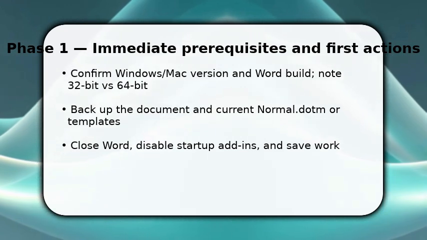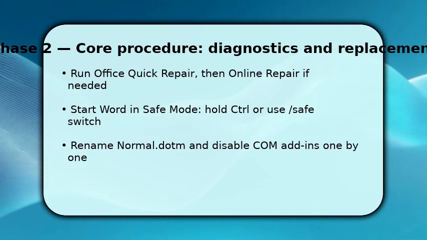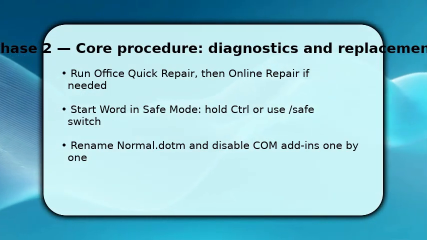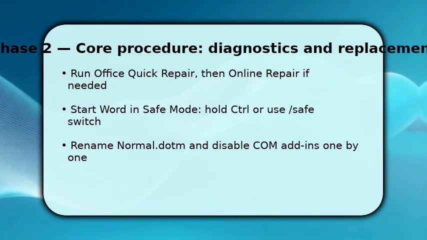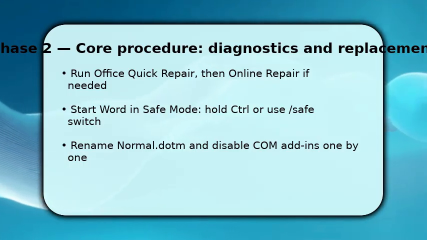Once ready, run a quick repair from Programs and Features. If problems persist, choose Online Repair for a deeper reinstall. You should also start Word in safe mode, hold Control during launch, or run WinWord.exe /safe to test whether add-ins cause crashes. If safe mode fixes it, disable COM add-ins one at a time to find the culprit.